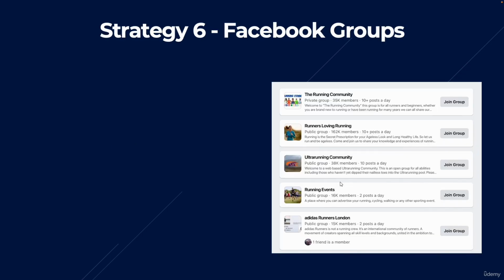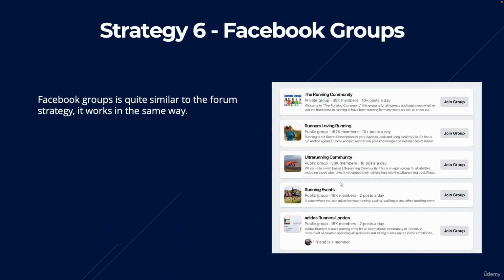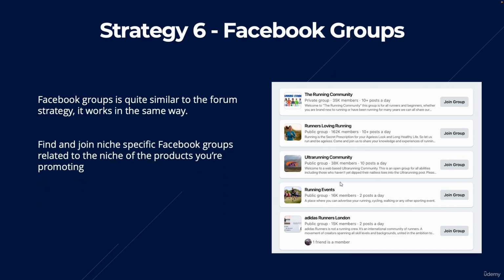Strategy number 6, Facebook groups. Facebook groups is quite similar to the forum strategy in the essence that it works in the same way. But essentially, how you can use Facebook for affiliate marketing is you need to find and join niche specific Facebook groups related to the niche of the product that you are promoting. For example, let's imagine you are promoting offers for running trainers. Well, you want to find Facebook groups related to running.